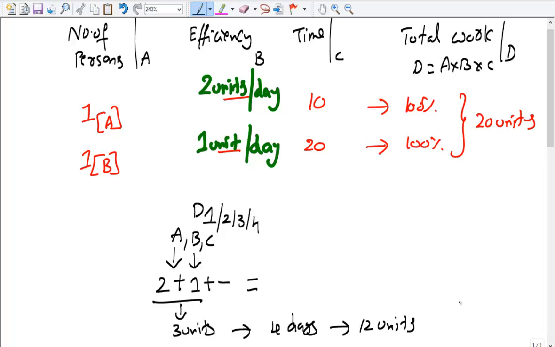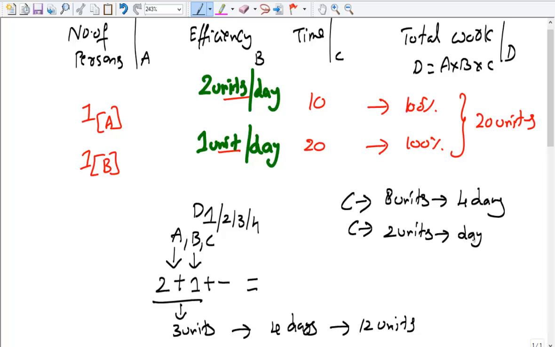So the remaining work is 8 units. C will finish 8 units in 4 days. It means C finishes 2 units per day. So we know the capacity of C also.